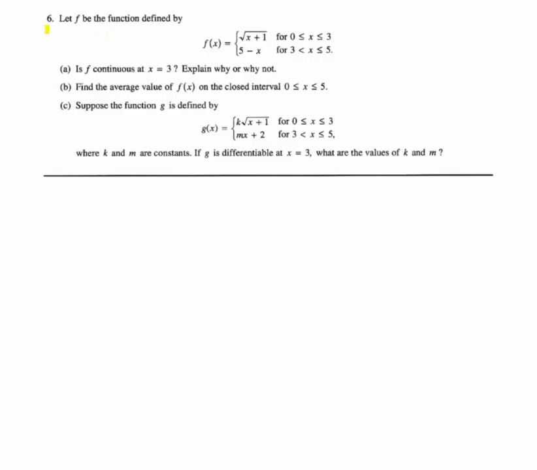So we have f defined as this piecewise function. f of x is the square root of x plus 1 for x between 0 and 3, including 3. And 5 minus x is a linear function between 3 and 5, not including 3.